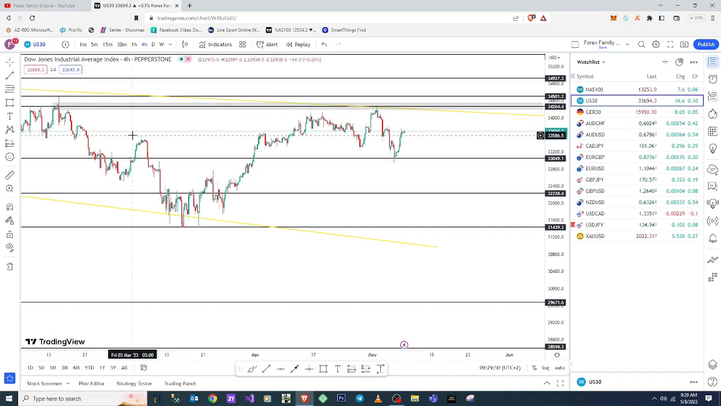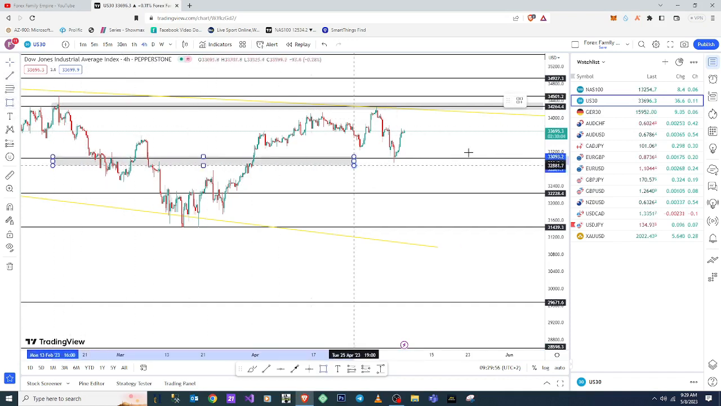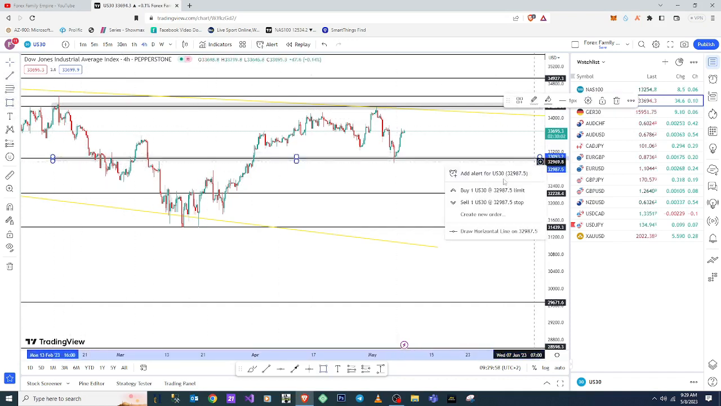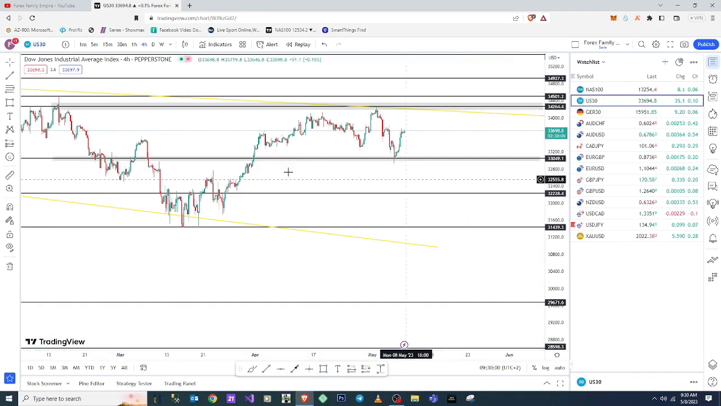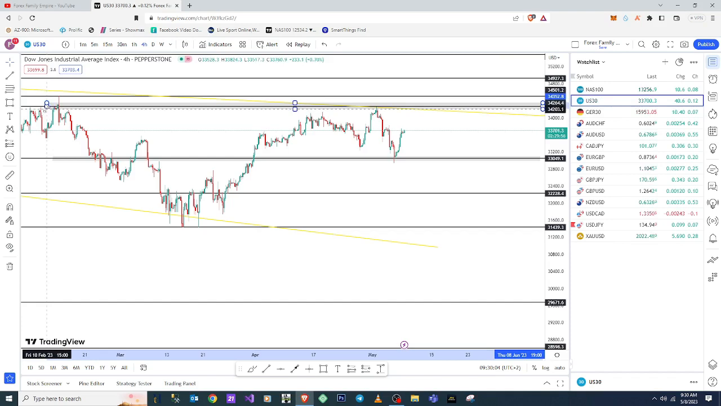Guys, I'm doing this just for us to understand how the market is being analyzed and how we catch entries. So we're also inside this zone as well. This is US30 for those who just joined. So we're here. The market has been ranging within this zone.